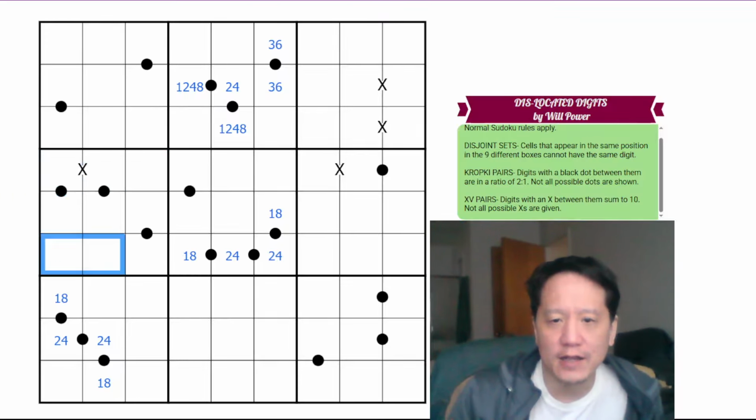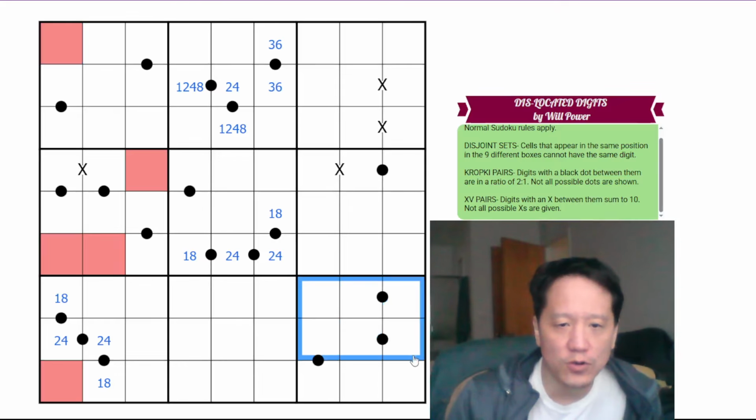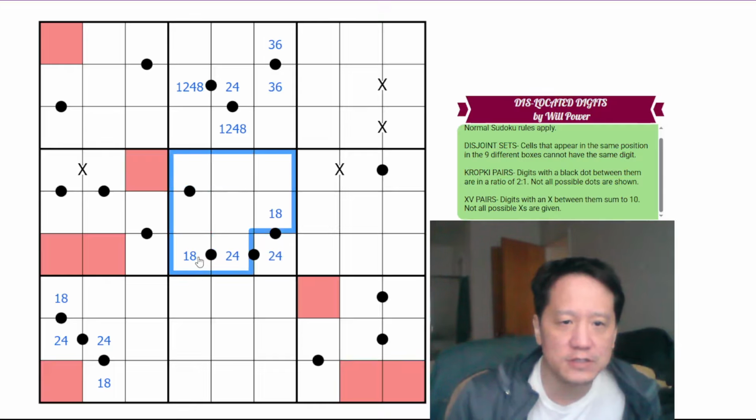Let's maybe highlight them. Just basically, we're going to make them red. In column 1, this is not next to a black crop dot, and this is not. In this lower right-hand box, this is not next to a black crop dot, and neither is this. In the central box, this is not next to a black crop dot, so therefore these are all 5, 7, and 9.